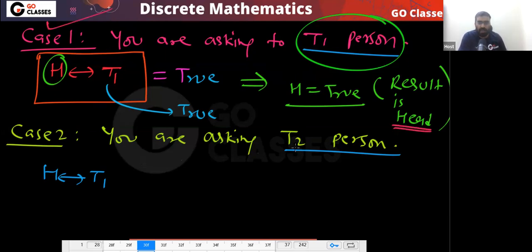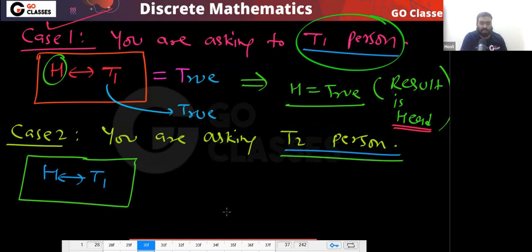Let's see case two. Case two is you are asking a type two person. So the type two person is giving you this statement. What can you say? Is this true or false? You are asking a type two person, telling you this statement. Because he is a type two person, he is a liar. So it means this is false.